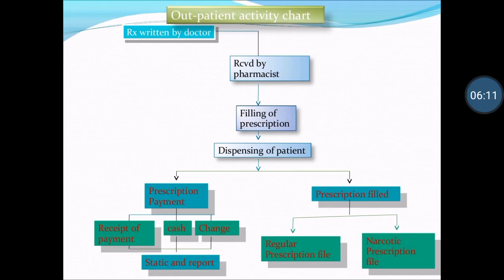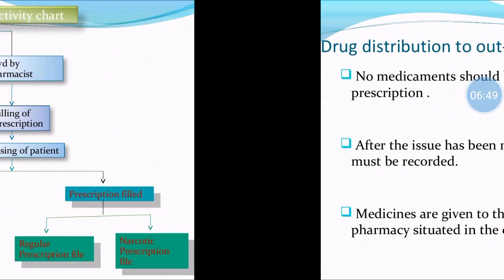Then the outpatient activity chart: what are the activities of the outpatient? The prescription is given by the doctor, then received by the pharmacist, and filed by the pharmacist. Then dispensing of the medicine to the patient, and prescription payment, which is of two types, cash or credit. Then statistics and reports on how much medicine is purchased. Then prescription files are of two types: the regular prescription file and the narcotic prescription file. Regular means general medicine; narcotic means highly habit-forming drugs.